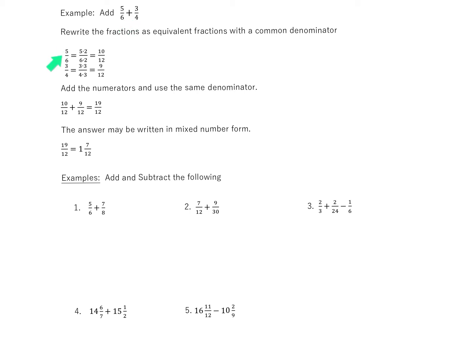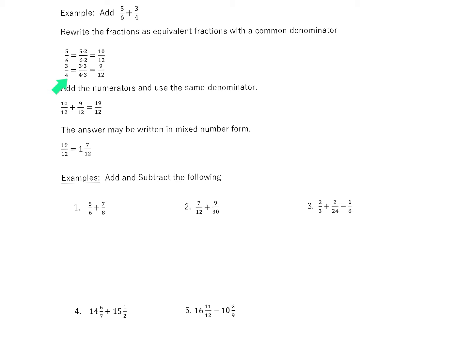So let's come down here. How do we make them the same? Well, 6 and 4 both go into the number 12. Now, how many times does 6 go into 12? 2 times. So we need to multiply both the top and the bottom by 2. Notice we're multiplying the 5 and the 6 by 2.